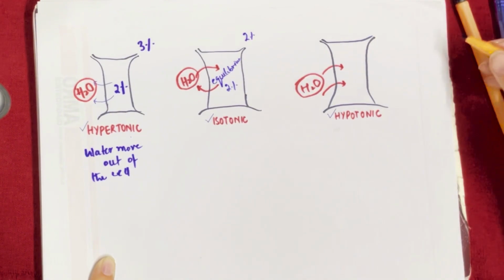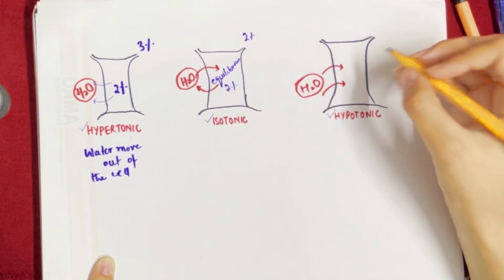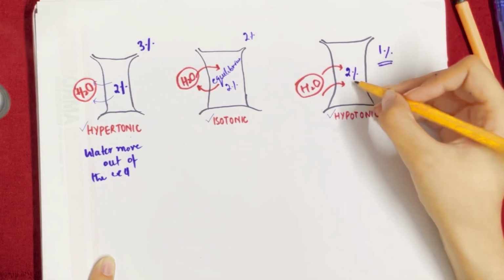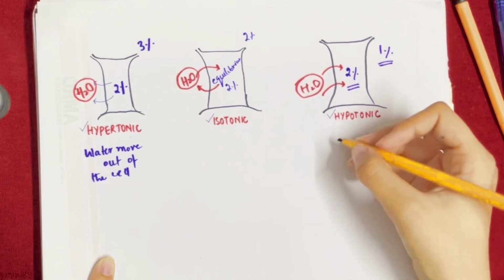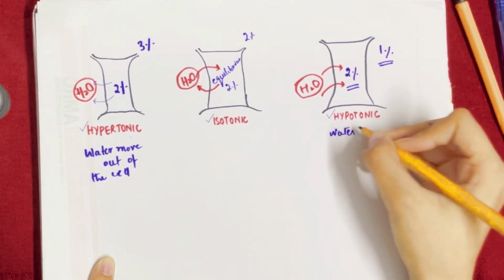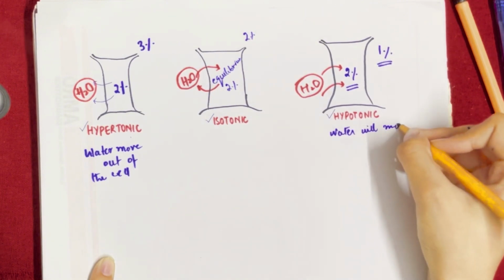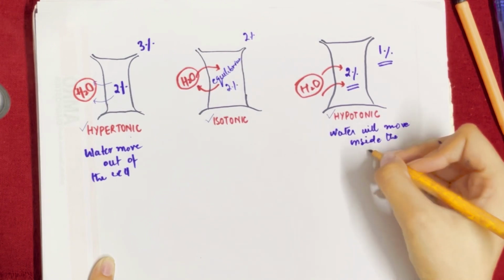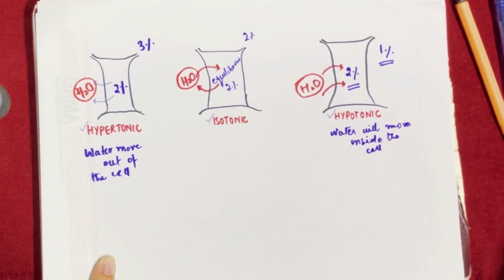What about the hypotonic solution? The hypotonic solution means, for example, if there is a 2% solution inside the cell, there is about a 1% solution outside the cell. Thus, the water moves from the region of lower concentration to the region of higher concentration, which means the water will move inside the cell from the outer surface. This is the condition of hypotonic.